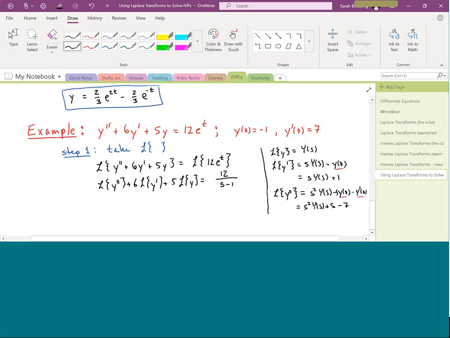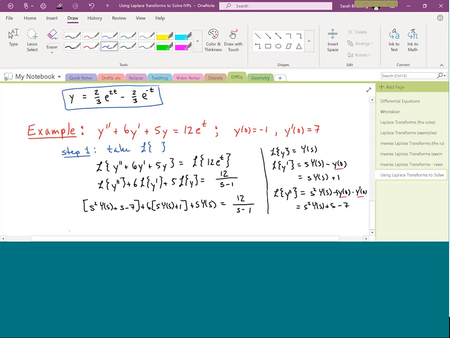I'd always recommend building that where you get to plug in your initial conditions over to the side, but again, you don't have to. So when we plug in, we'll have s squared times capital Y plus s minus 7, then 6 times s times capital Y plus 1, and then 5 times capital Y. And all of that still equals 12 over s minus 1. Now, technically speaking, we can be done with step 1.